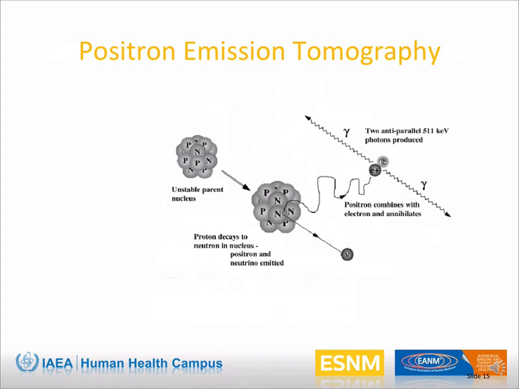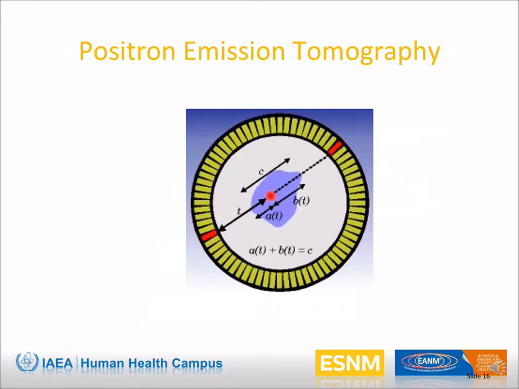For positron emission tomography, you have an unstable nucleus that decays by emitting a positron. And when the positron combines with the electron, which is its antimatter, it will annihilate and give two gammas going in opposite directions. And because the gammas go in the opposite direction at the same time, we measure coincidence. So when the camera sees two events at the same time, it knows that it's an event and thus records it.